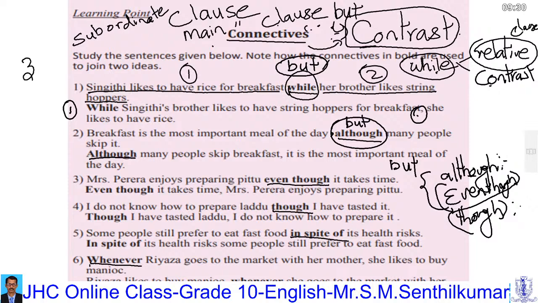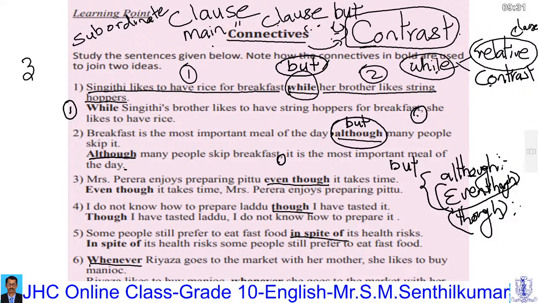So, what is a punctuation mark? We must use it. Comma. That is very important. Then next letter should be small. It is the most important meal of the day. Finally, full stop. Okay.